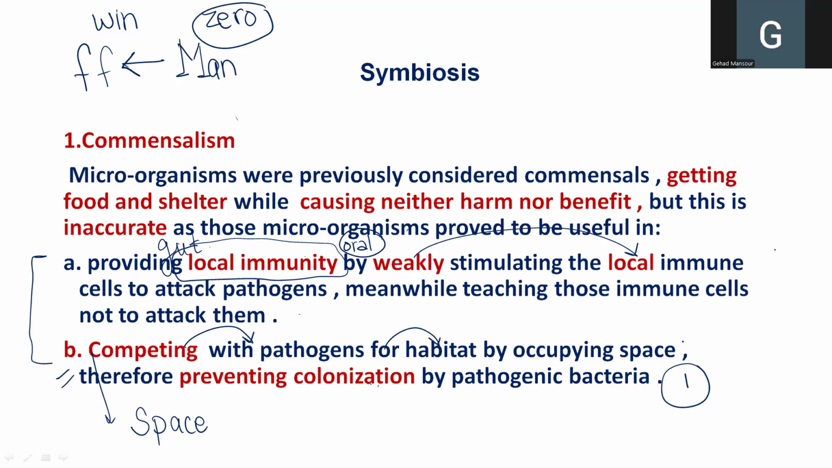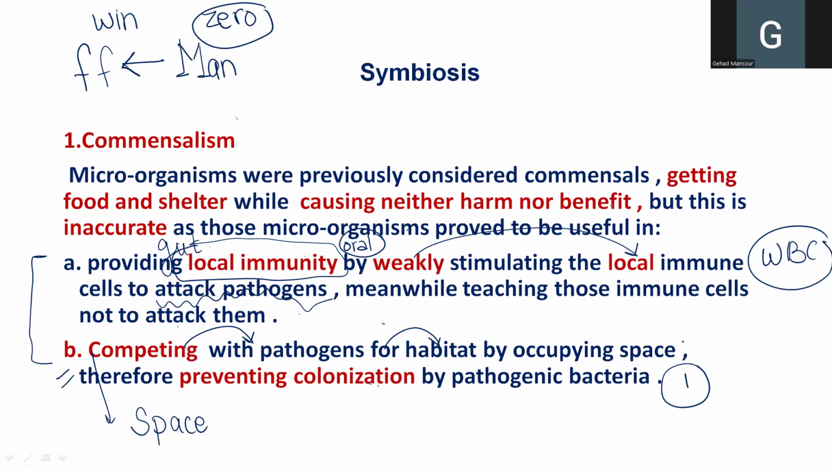And when the local immune system or the white blood cells are stimulated, they will attack the pathogen. But at the same time, as we said before, there is an agreement between the friendly flora and the white blood cells or the immune system not to attack the friendly flora. They've been taught this during your stay in the uterus.